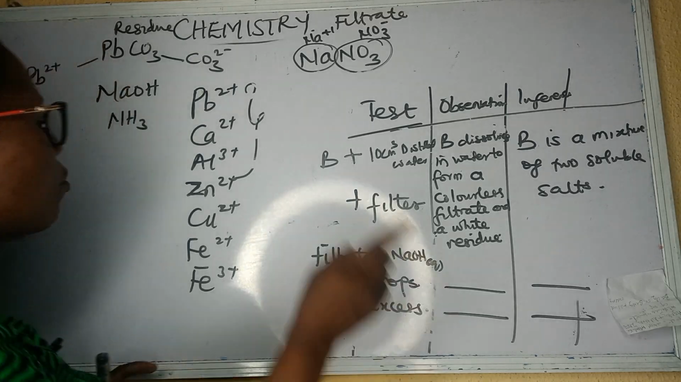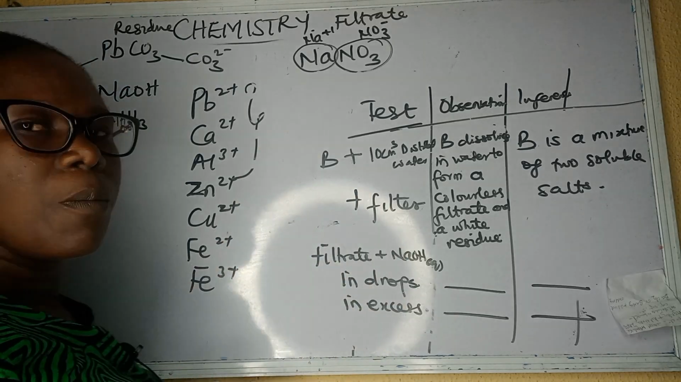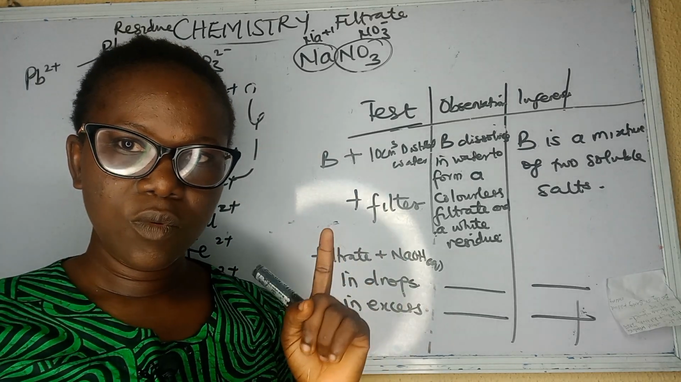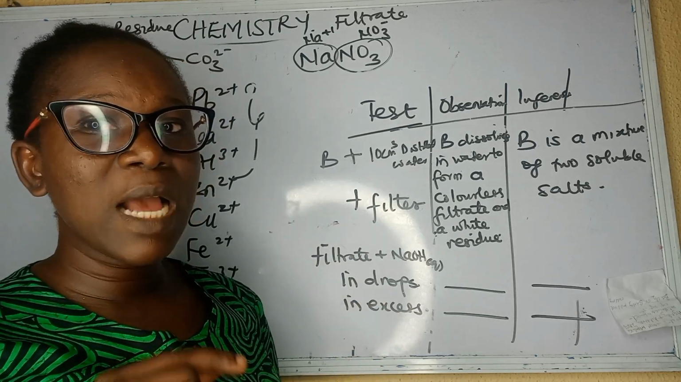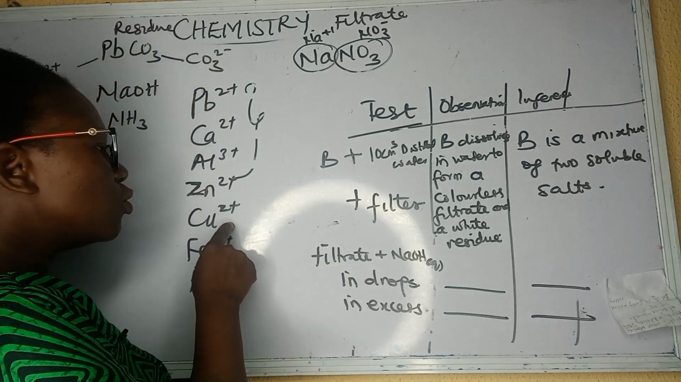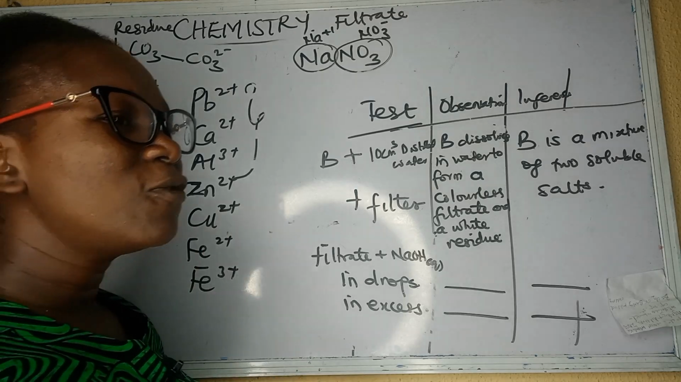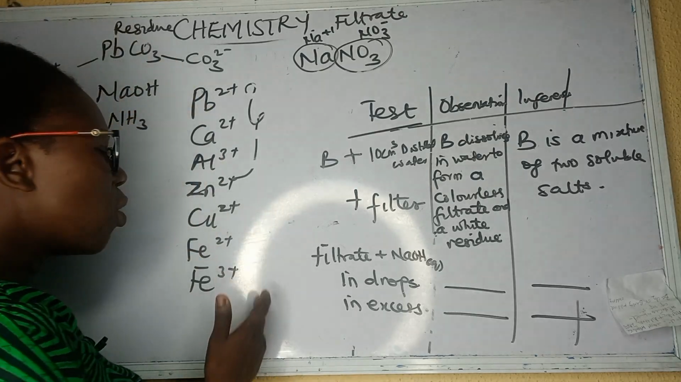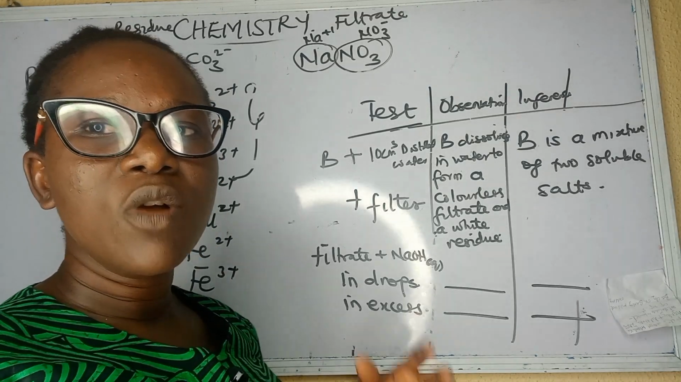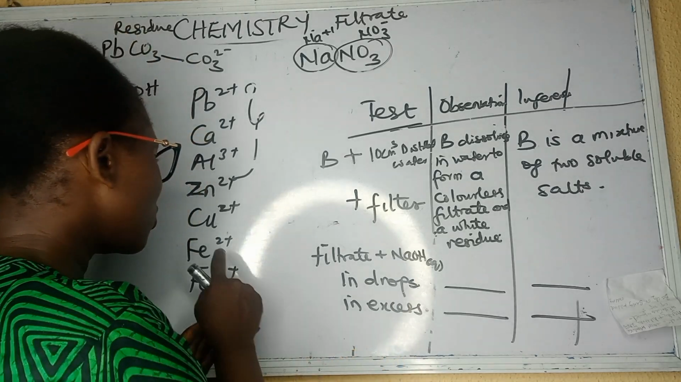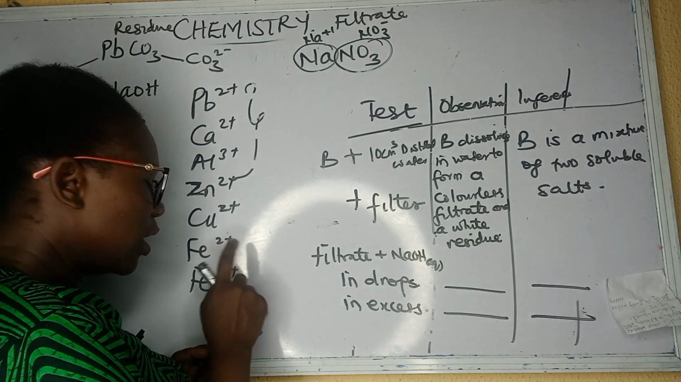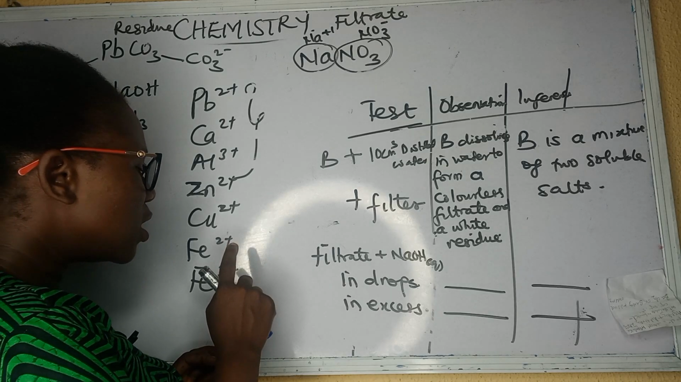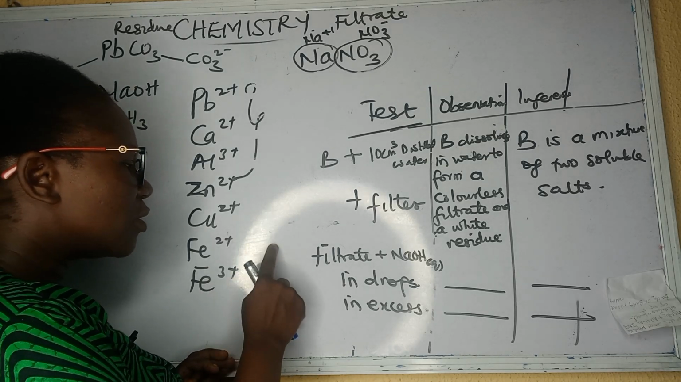But when you add ammonia to copper, when you add ammonia in excess, the blue precipitate will dissolve to form a deep blue solution, while the others still behave the same way. They form their respective colors. The color of iron 3 is reddish brown. That of iron 2 is green, dirty green.